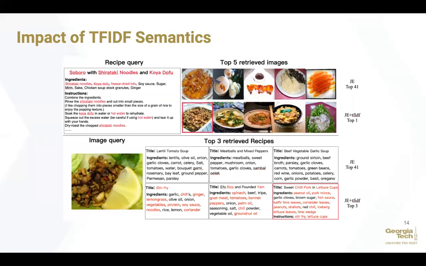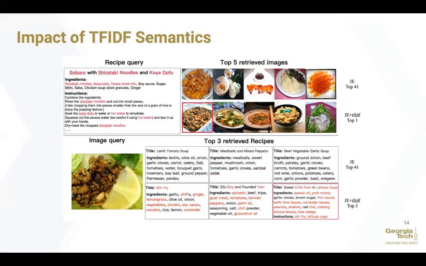This figure provides the visualization for comparing JE baseline with JE plus TF-IDF. For the recipe to image query, the first row shows the top 5 images retrieved by JE, and neither noodle nor tofu can be found in these 5 images. The second row shows the top 5 images returned by JE plus TF-IDF with the matched image as the top 1 result, showing that JE plus TF-IDF is effective and can yield the key ingredient extracted from the recipe.